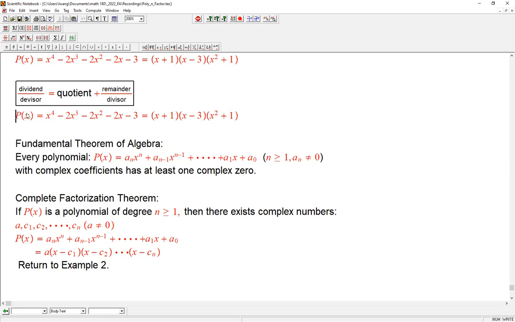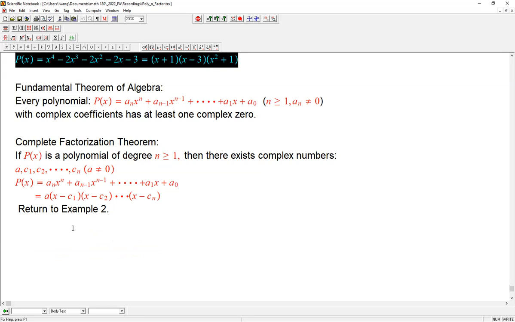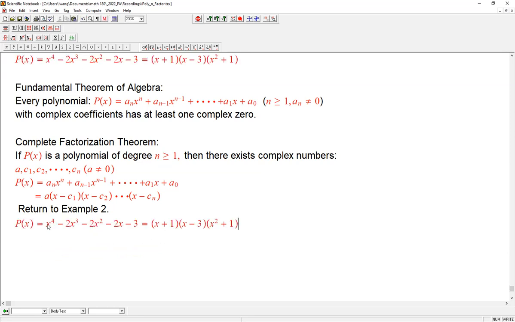Let's factor it completely. We know that every such polynomial with degree 4 can be factored into 4 factors. We only have 3, and here we have a degree 2 factor, so we must be able to factor this one. How do we factor it? Well, we can use the zeros. If we can find the zeros of x squared plus 1, then we will be able to find the factors.